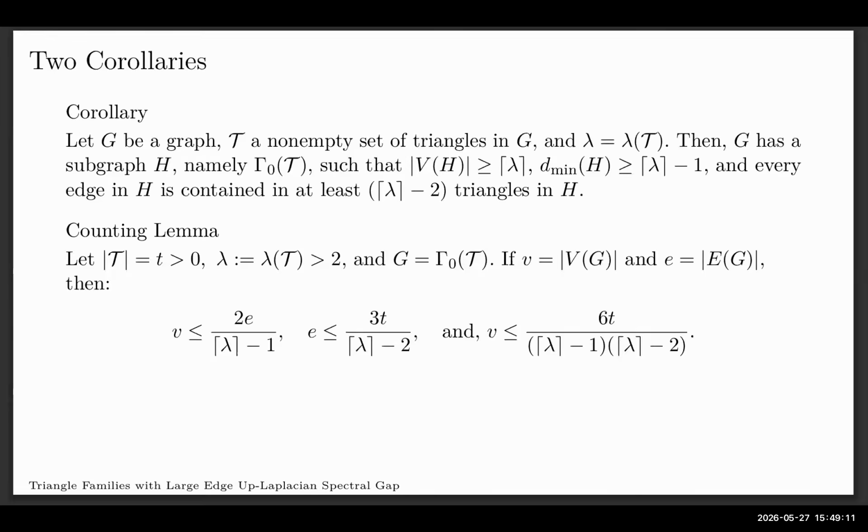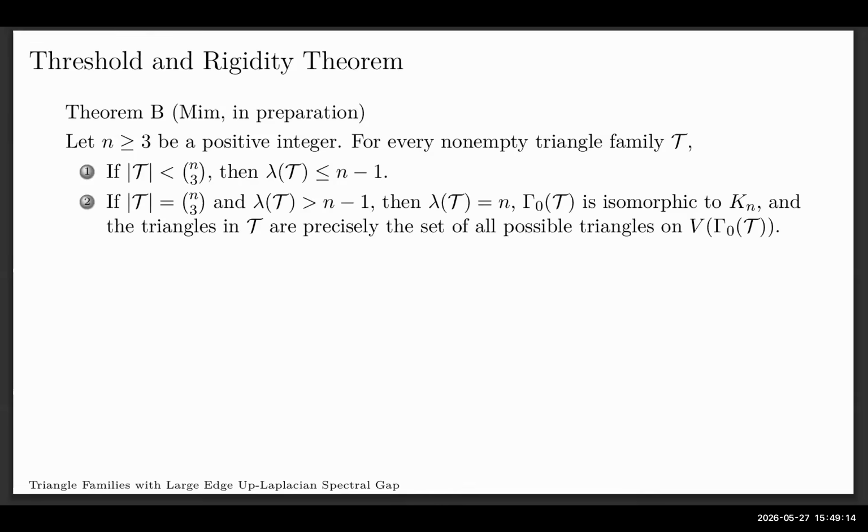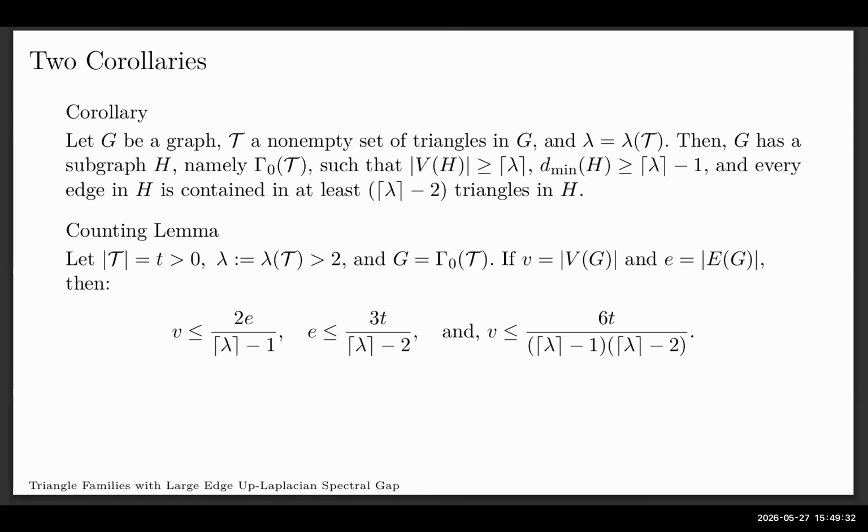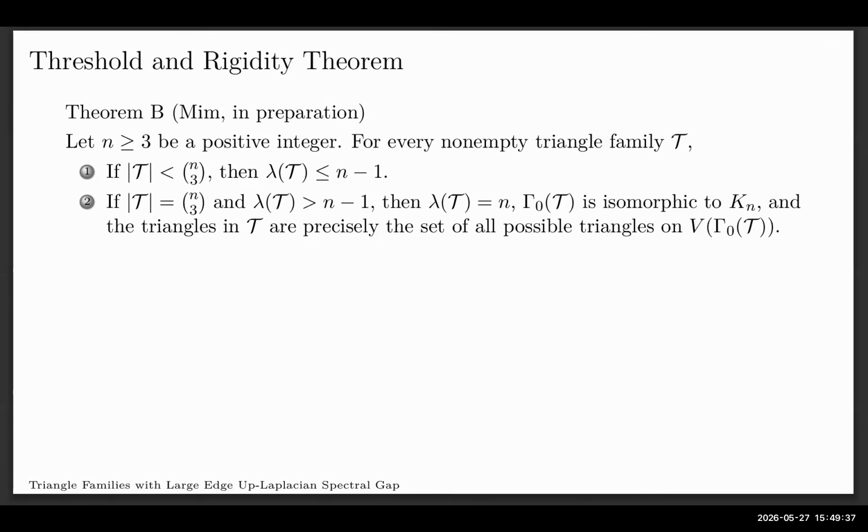And once you have this, you can essentially immediately answer how big the uppercase lambda can get. Basically, if your triangle family has size less than n choose 3, you can just plug in these values and see which one gives you the highest value. You can immediately get that for triangle families of size less than n choose 3, your lambda, the bottom part of the eigenvalue, cannot be more than n minus 1.